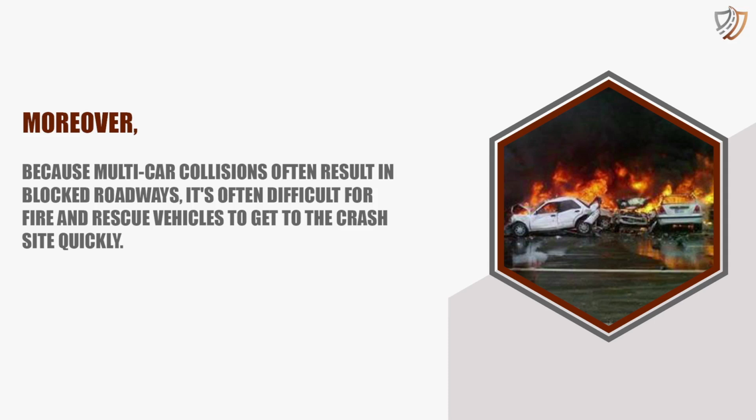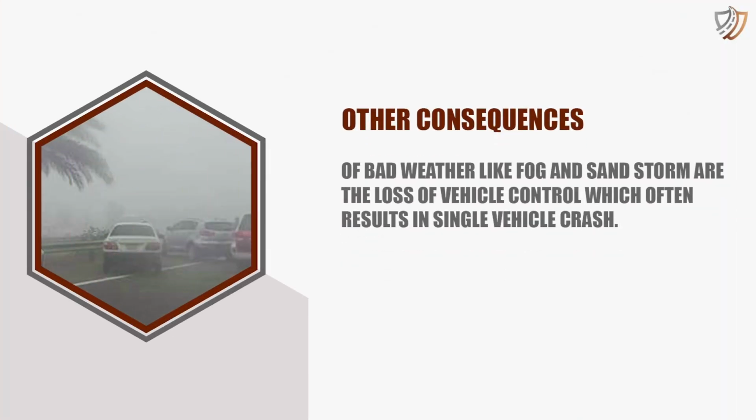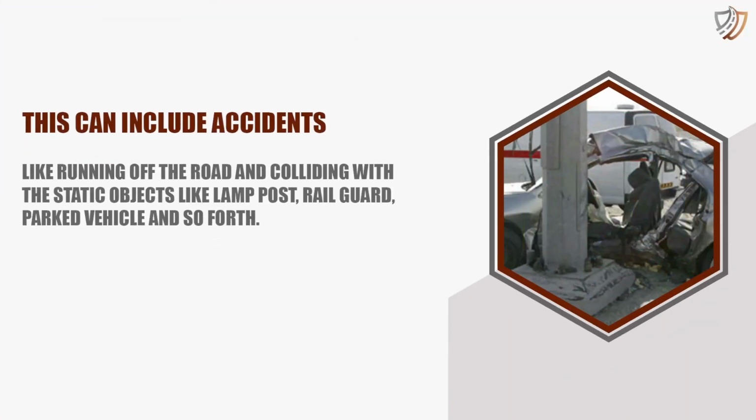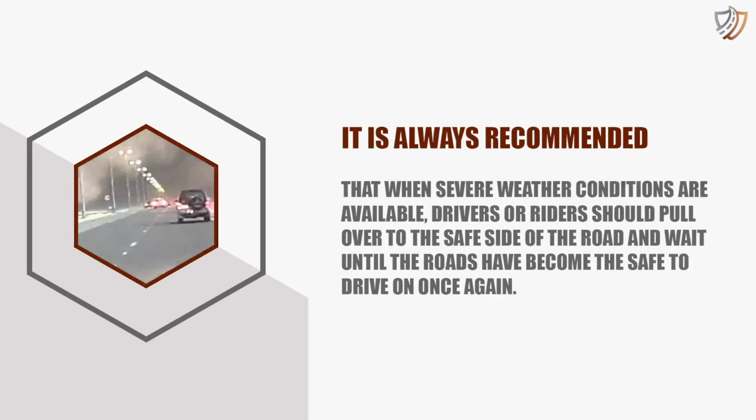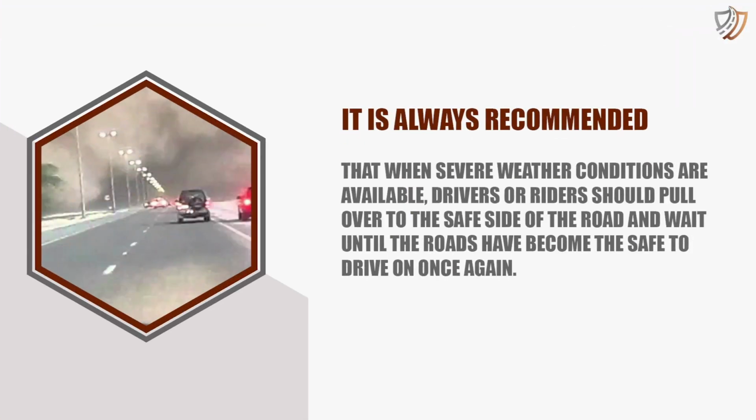the crash site quickly. Other consequences of bad weather like fog and sandstorm are the loss of vehicle control, which often results in single vehicle crashes. This can include accidents like running off the road and colliding with static objects like lampposts, guardrails, parked vehicles, and so forth. It is always recommended that when severe weather conditions are occurring, drivers or riders should pull over to the safe side of the road and wait until the roads have become safe to drive on once again.